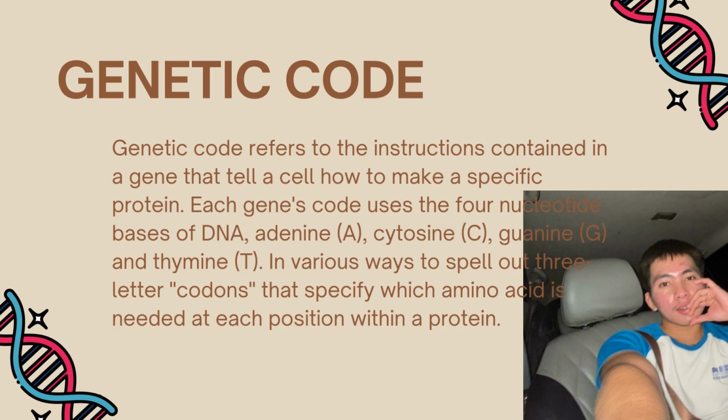Genetic code refers to the instructions contained in a gene that tell a cell how to make a specific protein. Each gene's code uses the 4 nucleotide bases on DNA: adenine, cytosine, guanine, and thymine, in various ways to spell out 3-letter codons that specify which amino acid is needed at each position within a protein.